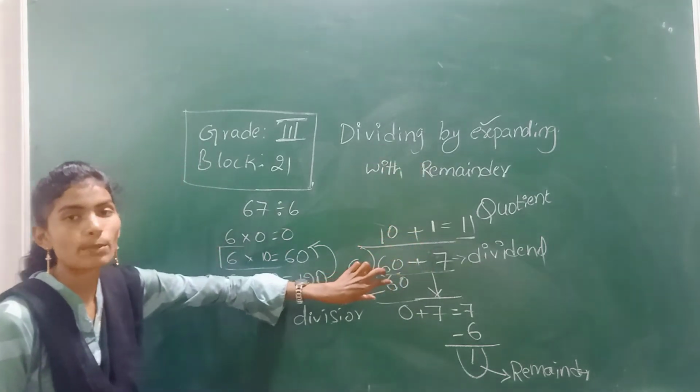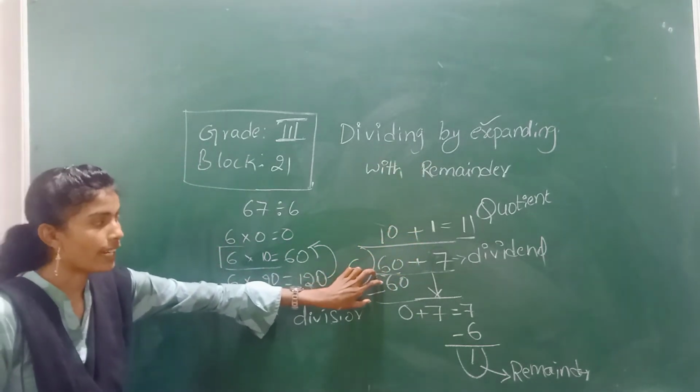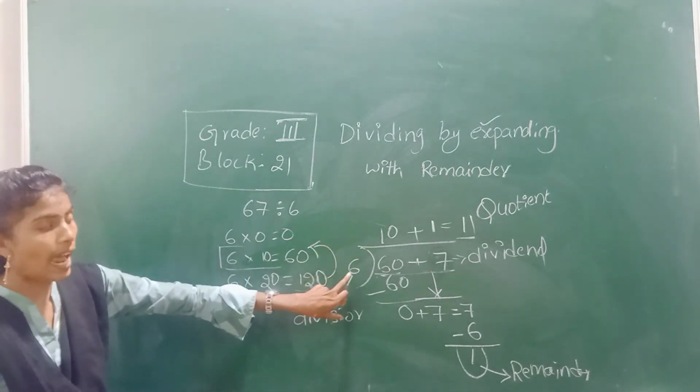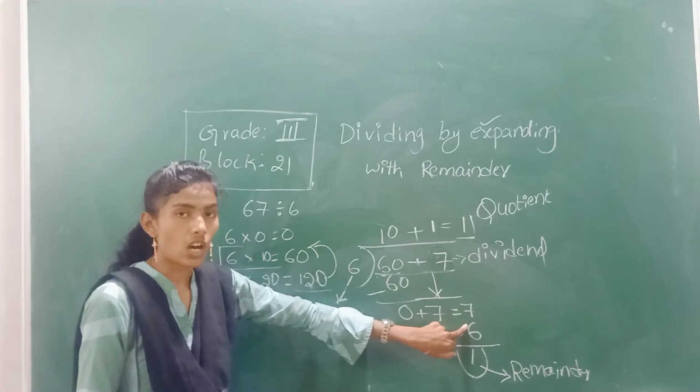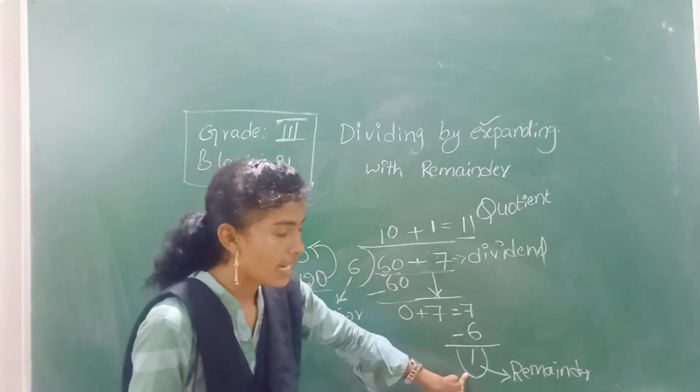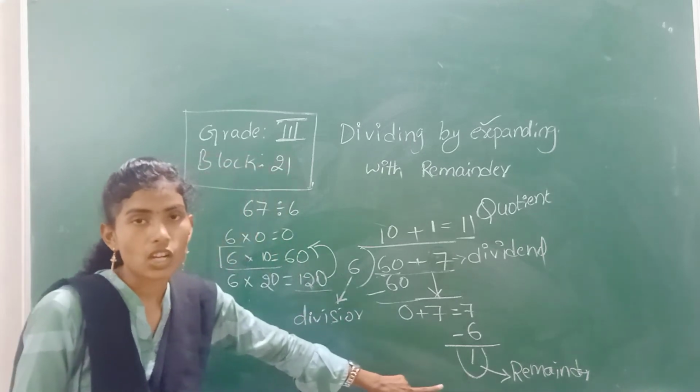First you need to expand the dividend. Then you have to read the 10 table of the given divisor. And then you have to use the normal table of the given divisor. Yes, and the number which is left after dividing is called the remainder.